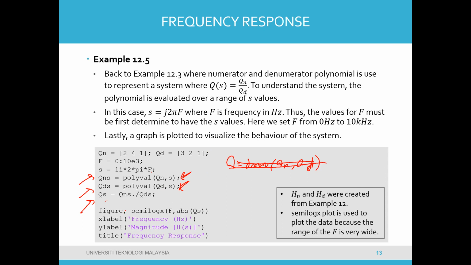And then the figure. For this one, recall semilogx. You plot the frequency and then plot the absolute of Q's. You can see here this is I, the complex number, so you have to use absolute. Make sure you put 1; if you just put I, it will not work. And you have to plot the semi-log.